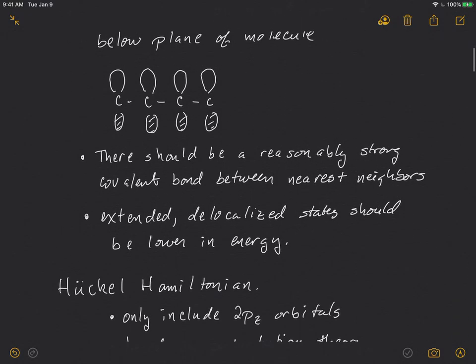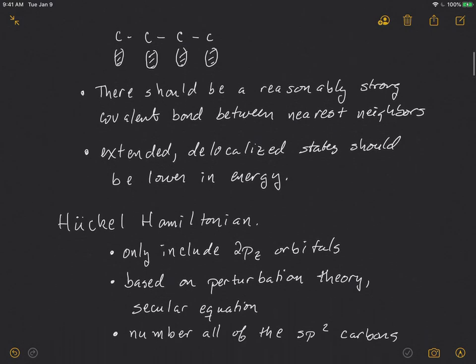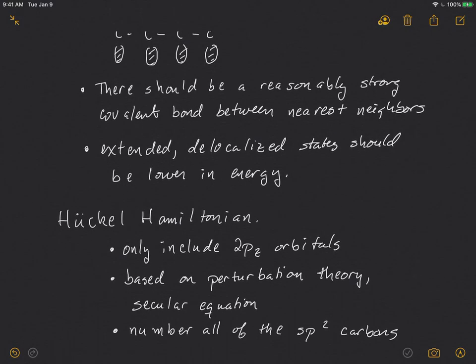Based on these questions, and also based on our previous development of perturbation theory and the secular equation, we can develop a Huckel Hamiltonian where we only include the pz orbitals. Now, the other orbitals are there, they're around. We're just ignoring them for the time being and concentrating on one aspect of the problem, a divide and conquer approach. So we're only looking at these pz orbitals that have to do with the double bonding network in the system.